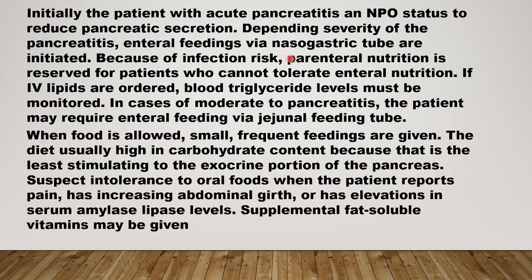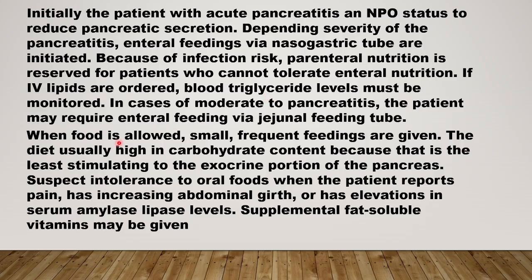When the patient cannot tolerate the enteral feeding, first we keep the patient in nothing per mouth condition, then we start nasogastric tube feeding. If any infection is present or if the patient cannot tolerate the enteral feeding, then we go for parenteral nutrition. If IV lipids are ordered in an acute pancreatitis patient, then we should check the triglyceride level.